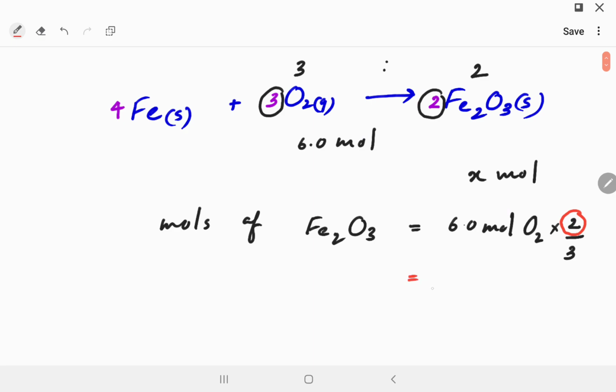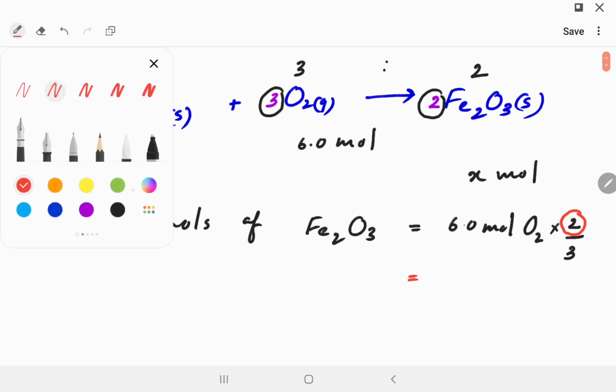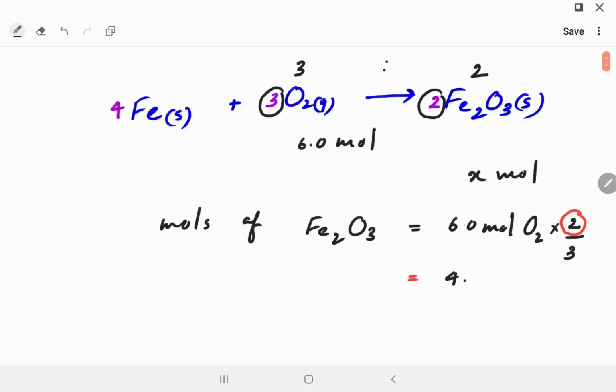If you do the calculation correctly, your answer will be 4 moles. Here is your answer. So X will be 4.0 moles.